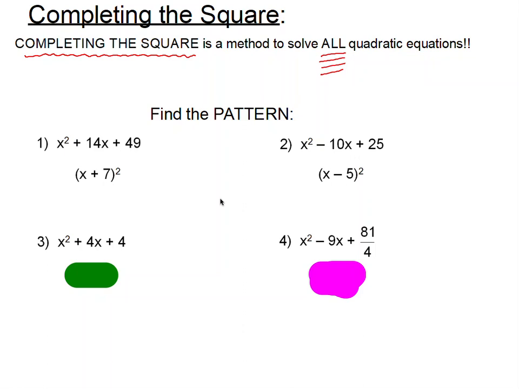Why don't you pause the video and look at the variables, look at the numbers, look at the signs, and see if you can come up with a pattern that's happening here, and maybe predict what happens underneath here and underneath here. Why don't you pause now? I'll come back on and see if we discovered the same pattern. So what did we discover?